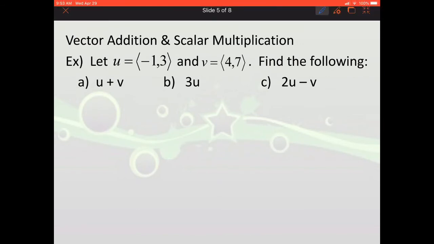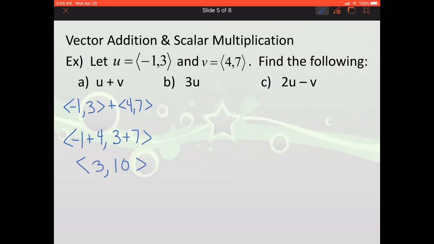Okay, so now we are going to look at how to add vectors, subtract vectors, or do what's called scalar multiplication. So if you are going to add vectors together, say I'm adding u plus v, I could write it out like this. But all we're doing is adding the first components and the second components. So we're really just doing -1 plus 4 and 3 plus 7. So u plus v comes out to <3, 10>.